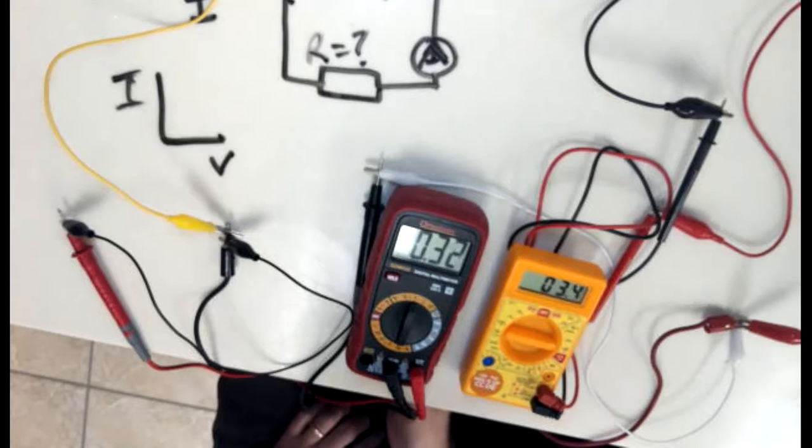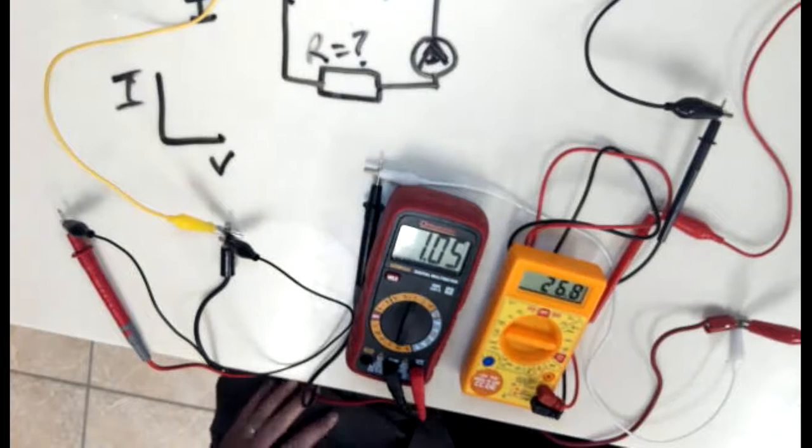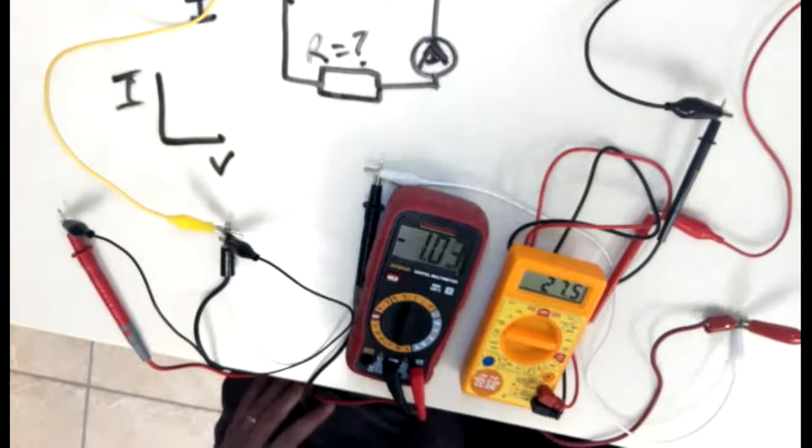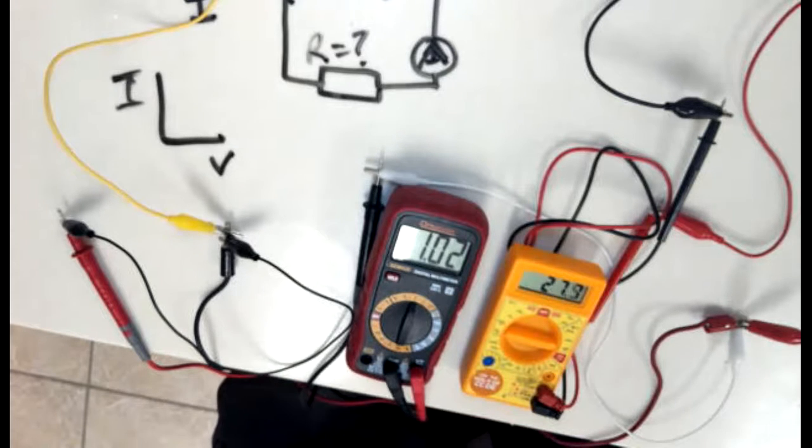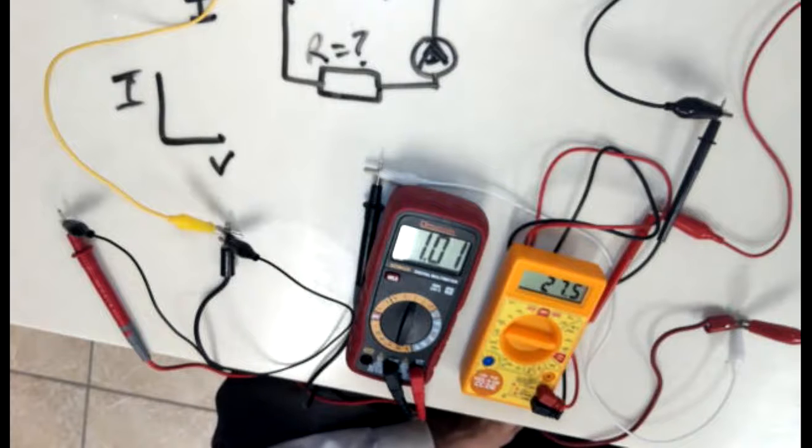I'm going to continue to increase the voltage. I'm trying to get it right around 1. So 1.03, 27.1. 1.02, 27.5. 1.02 volts, 27.5. Remember, milliamps is what we're measuring. So it's lowercase m a.